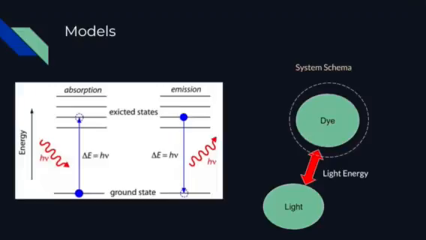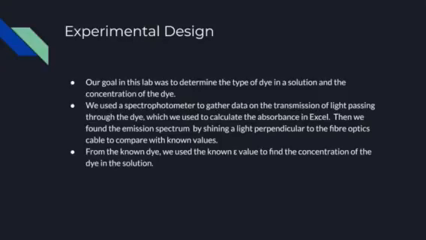For the models in this lab, we have the photon model of light. This picture shows that when a photon is absorbed, an electron will move up energy states, and when a photon is emitted, it will move down energy states. Also, we have a system schema for our experiment. This shows that we only considered the dye as part of the system, and light was acting outside of our system. Our goal in this experiment was to find what type of dye we had and its concentration.